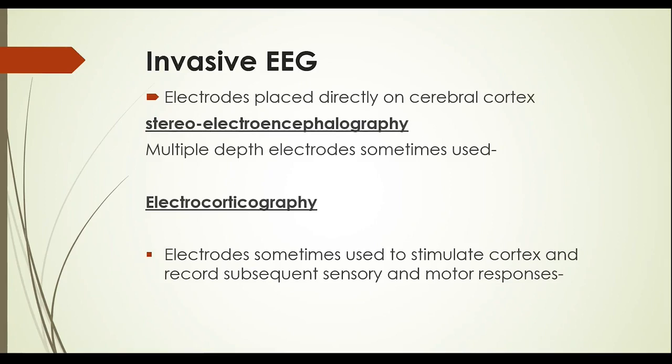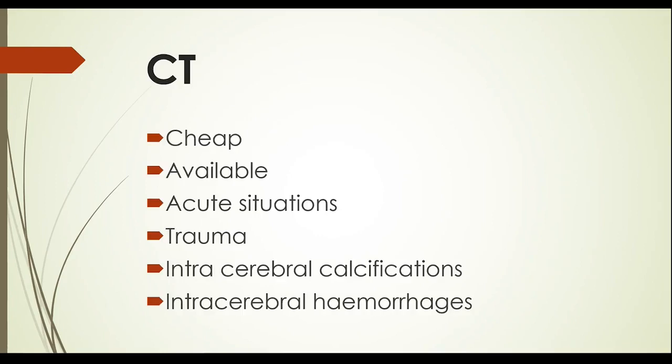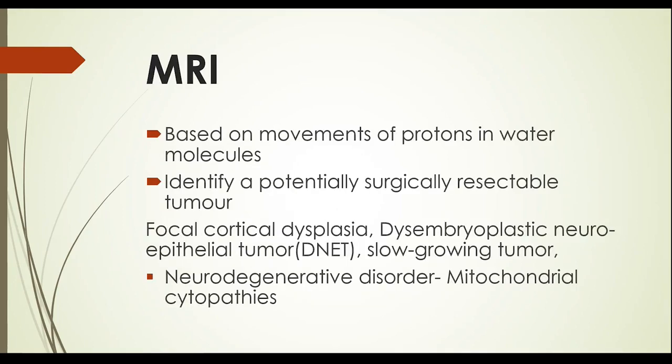The next slide, please. We go for CT. So CT is not very accurate all the time, but it's cheap. It's available in most of our institutions in Sri Lanka. And it's good for acute situations like trauma. And it's good to identify cerebral hemorrhages and calcifications. But most of the time, the most important investigation for structural abnormalities is MRI.